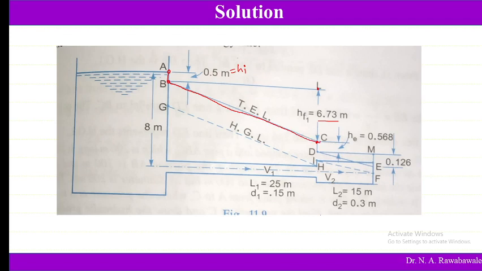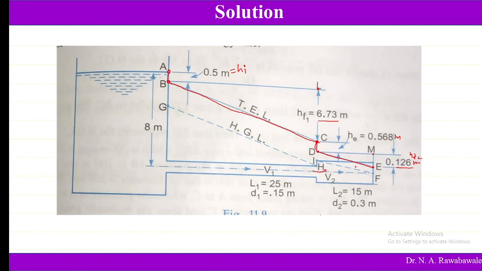This is the total energy line. Again, due to sudden expansion there is a loss that is subtracted here, 0.56 meter, so again we take 0.56 meter downward. Then from this point D we take in the downward direction point E, that is 0.126 meter. So this is HF2. HF2 is taken here, point E is marked, and again we get this line. So this is the total energy line.